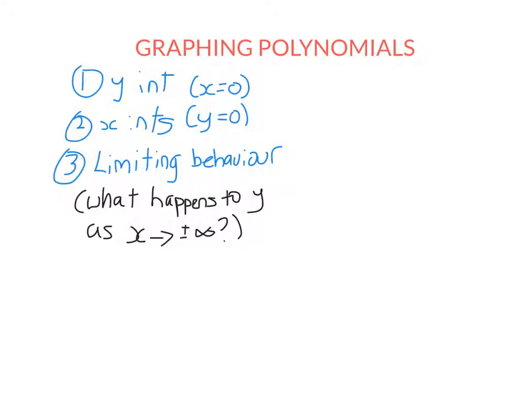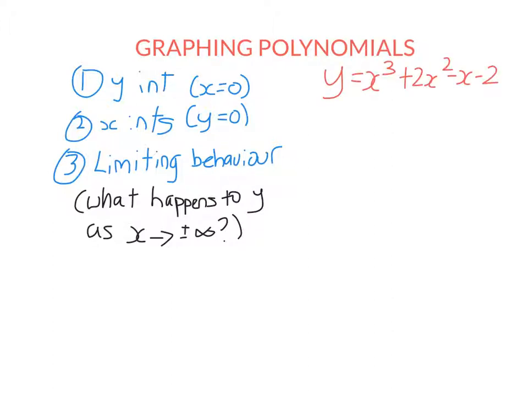polynomials. We're going to find the y-intercept, which is really easy. We're going to find the x-intercepts, which requires what we've been doing with factor and remainder theorem and polynomial division. And lastly, we're going to look at the limiting behavior. So that means what happens to y as x approaches positive and negative infinity. You can read that as what happens to y as x gets larger and larger, or x gets more and more negative.